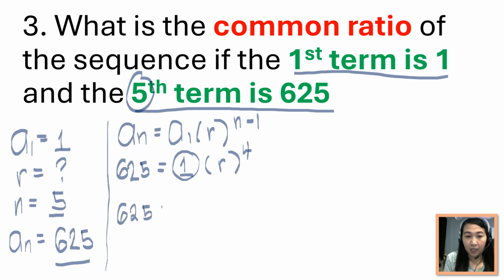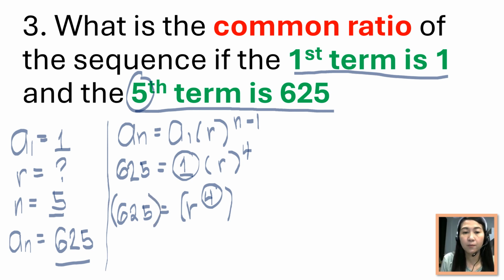So kahit hindi ko na ipakita ang solution. So 625 is equal to r raised to 4. So your goal is to cancel out the exponent 4. So what are we going to do again? We need to raise both our equation to the reciprocal value of your exponent for you to cancel it out. So what is the reciprocal value of 4? So that would be 1/4. So r raised to 4 times 1/4 cancel out, so we only have r.